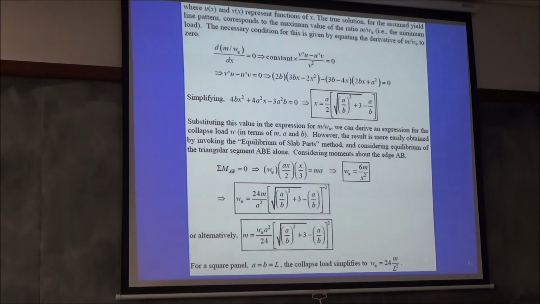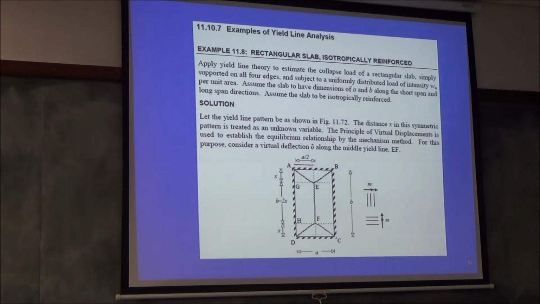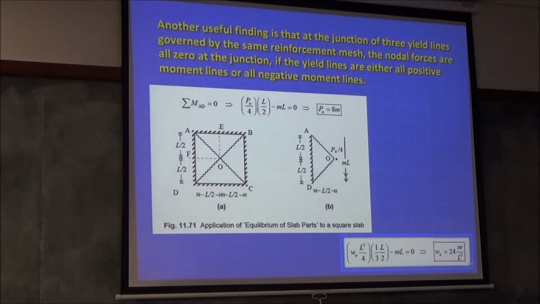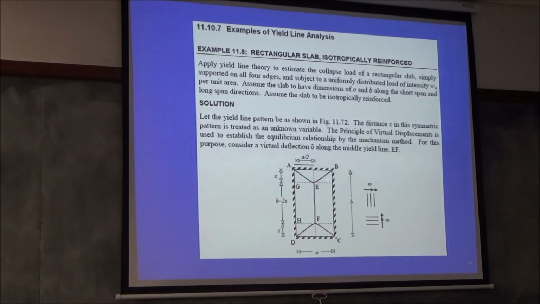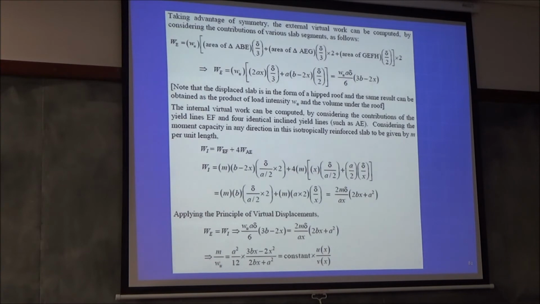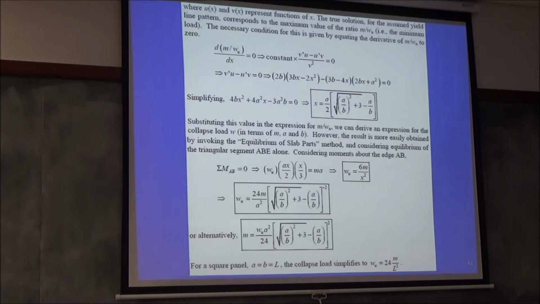Well, substituting this value, however the result is more easily obtained by invoking the equilibrium of slab parts method and considering the equilibrium of a triangle segment ABE alone. ABE alone. Take this triangle. Remember, it's not different from this triangle. So you know the trick. Take that triangle and then you can write W into x by 2 into x by 3 equal to mx.